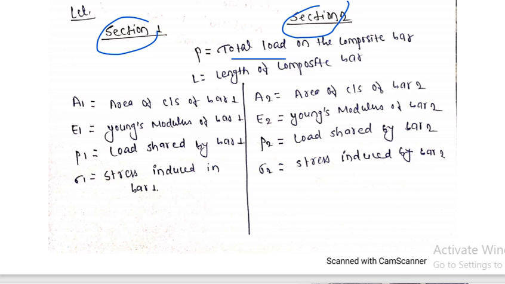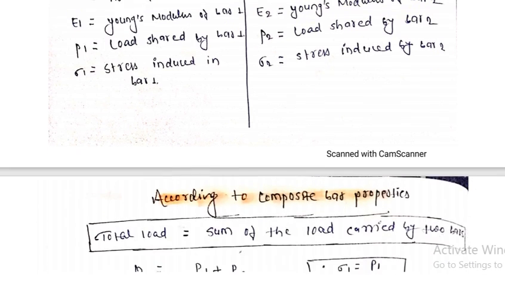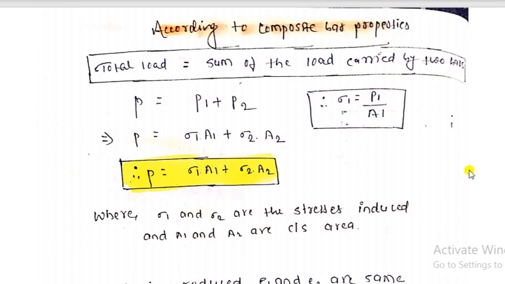So let's analyze these bars more clearly so that you can understand. My dear friends, according to the properties or characteristics of the composite bar, I have told you that the total load is equal to the sum of the load carried by both the bars, and I have shown you figures above. So if P is the total load, then P1 plus P2, as I have divided it into two sections.